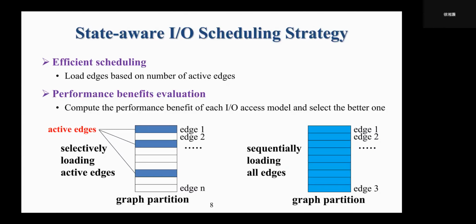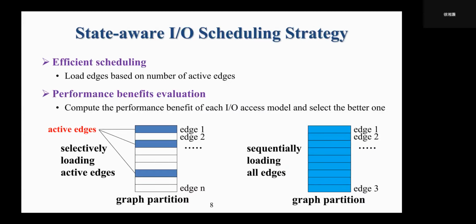Our aim is to design a state-aware I/O scheduling strategy that can adaptively access graph data based on the states of vertices or the number of active vertices. If the number of active vertices in the current iteration is small, the system selectively loads the active edges to avoid the unnecessary data accesses. Otherwise, it loads all edges to realize the sequential disk I/O.